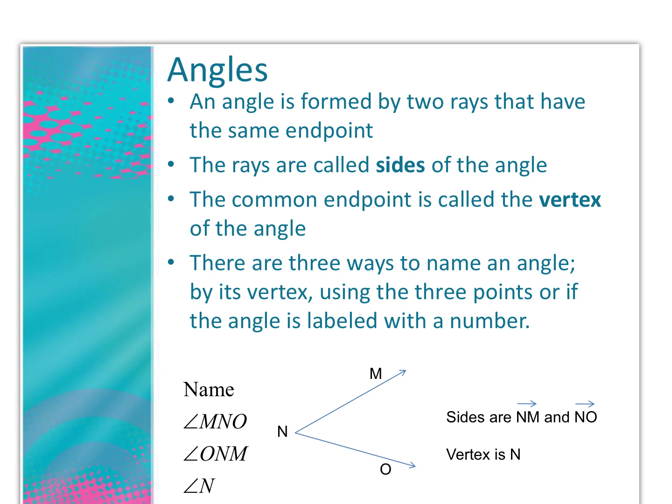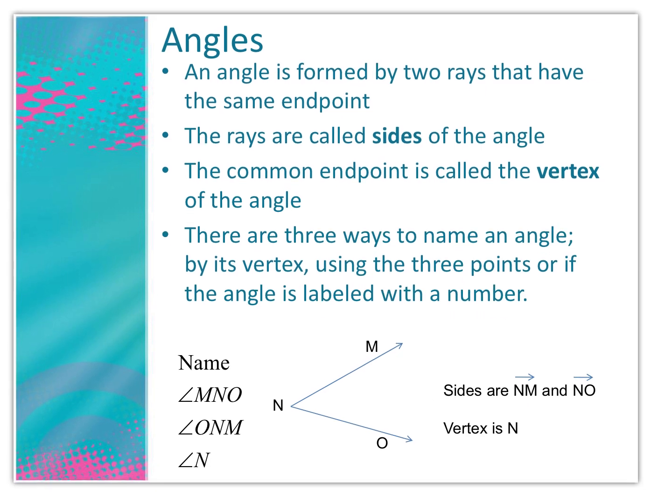What is it? So angles are formed by two rays that have the same endpoint. The rays are called sides of the angle. The common endpoint that they share is the vertex of the angle. And there are three ways to name an angle. So before we get to the three ways, let's talk about each one of these.